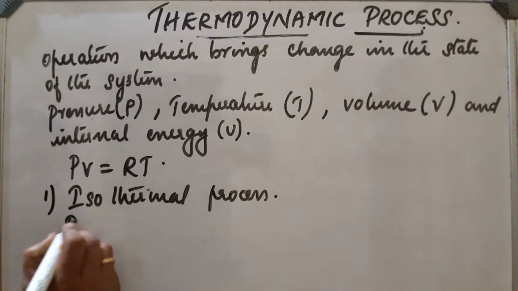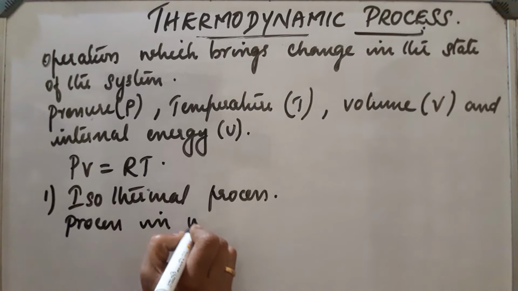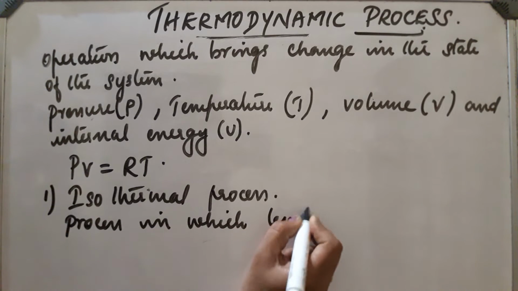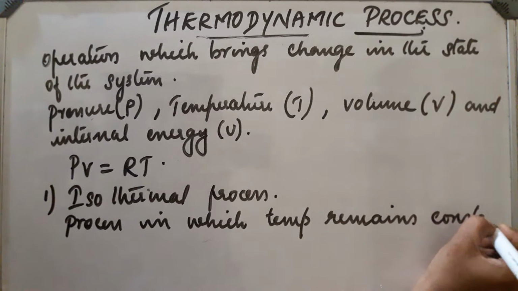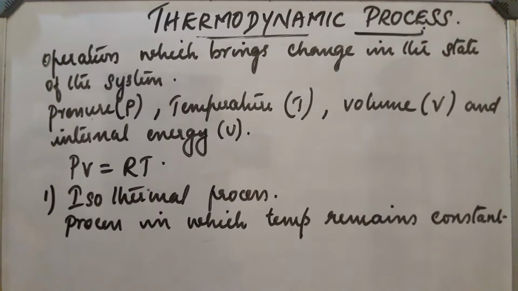A process in which temperature remains constant is called an isothermal process, and in such a process we can write dT, the change in temperature, equals 0. The system can exchange heat with the surroundings while keeping the temperature constant. This is called an isothermal process.